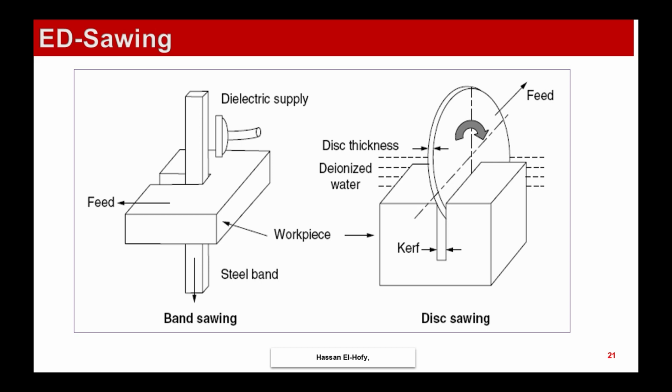EDM sawing using a band saw or disc saw is shown in this slide. The disc saw is rotating at speed and all should be immersed in a dielectric fluid. This dielectric fluid can be deionized water.